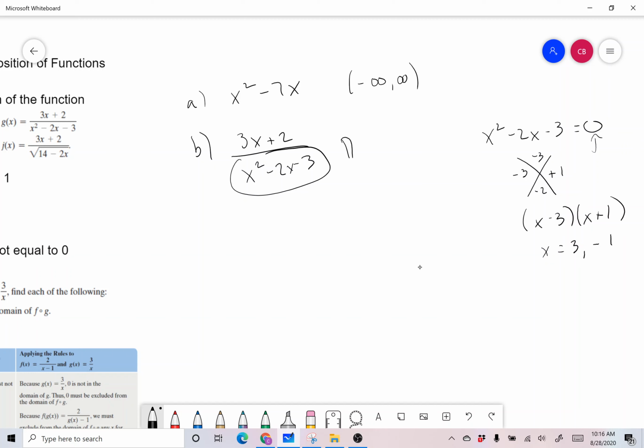So our domain becomes from negative infinity up until negative 1. Okay, then from negative 1 up until 3. And then from 3 to positive infinity.